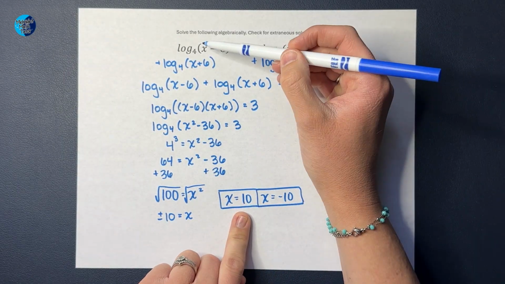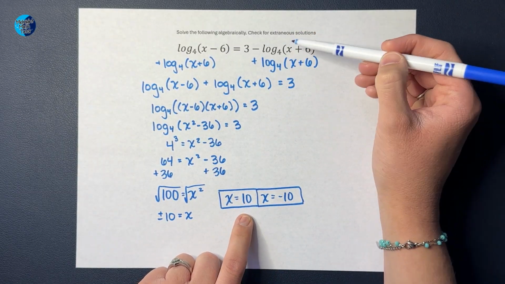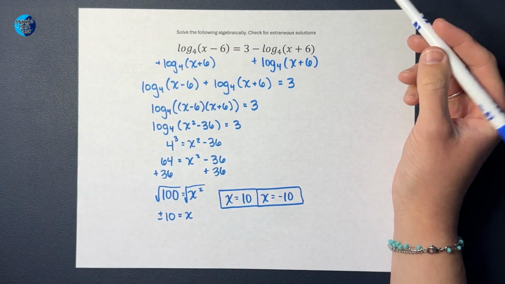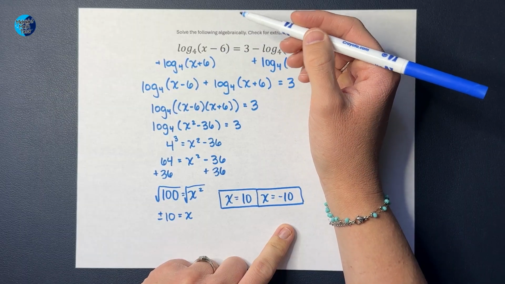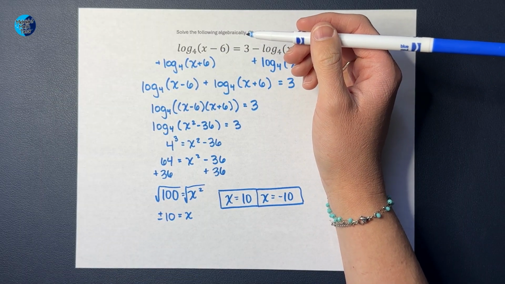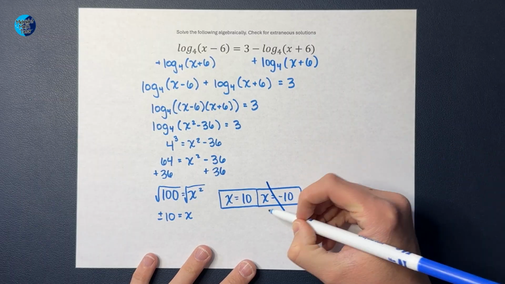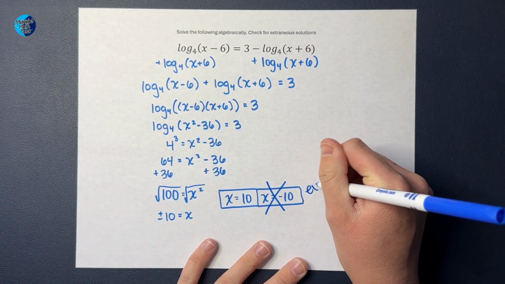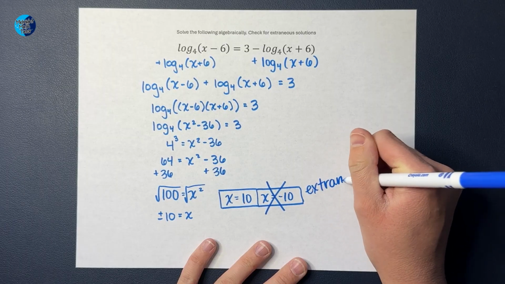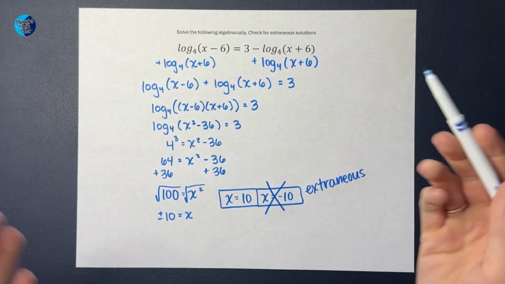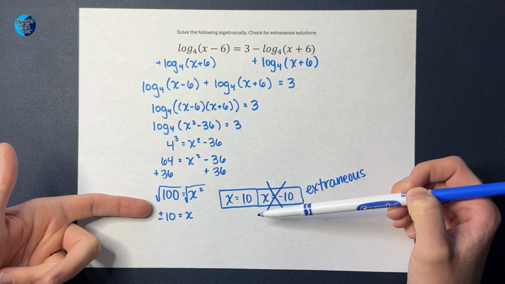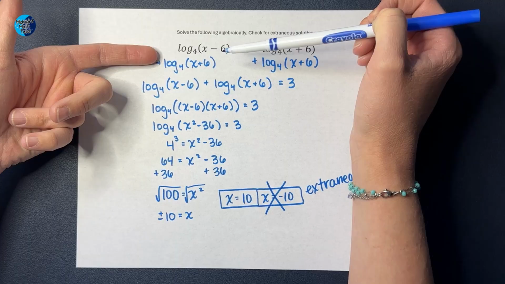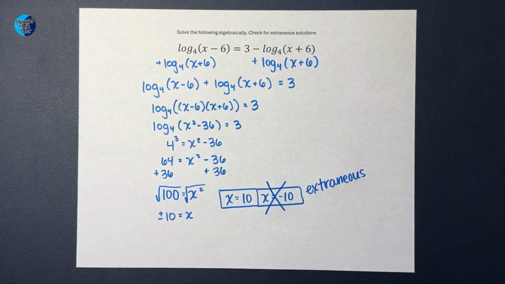So when I do 10 minus 6 is 4, we're good. 10 plus 6 is 16, we're good. Now let's try negative 10. Ooh, negative 10 minus 6, that's negative 16, which is a negative number, obviously. So negative 10 is an extraneous solution. So it is not one of our solutions. Basically what it means is negative 10 is an answer here, but when we consider it back in our original problem with logs, it doesn't work. So it is extraneous. All right, let's go to the next example.